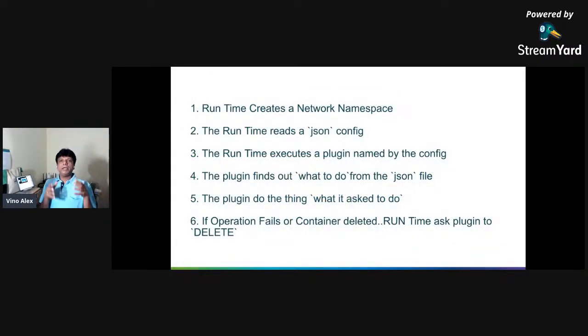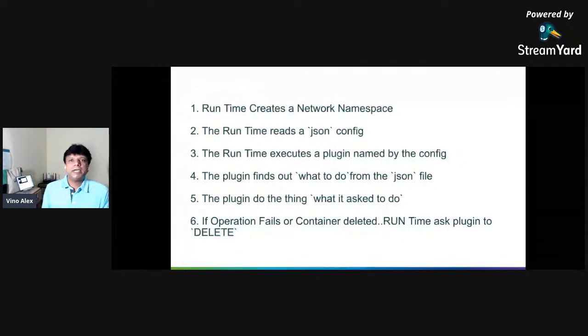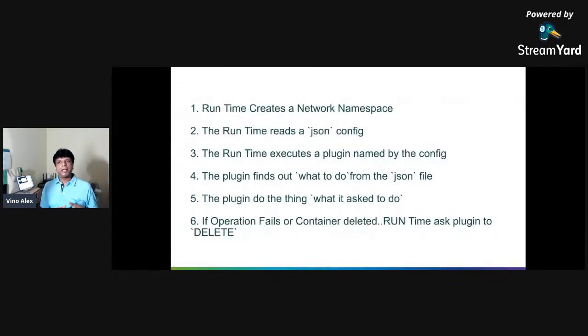If you want to get to the step-by-step details of what is going on under the hood, you could see this slide. Basically, the runtime creates a network namespace, reads the JSON config file, and executes the plugin named in the config. You could install multiple CNI plugins also. So based on the instruction provided, it will call that plugin and get the job done. The plugin finds out what to do from that JSON file, and does exactly what it is asked to do, right?